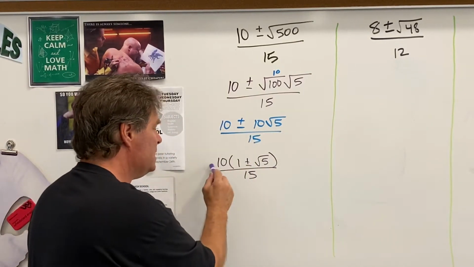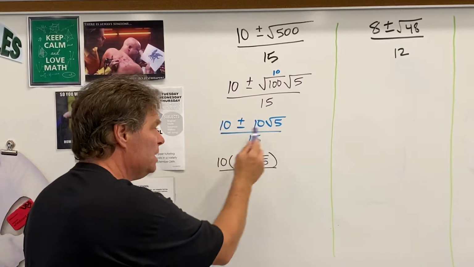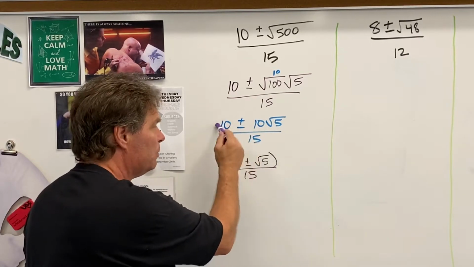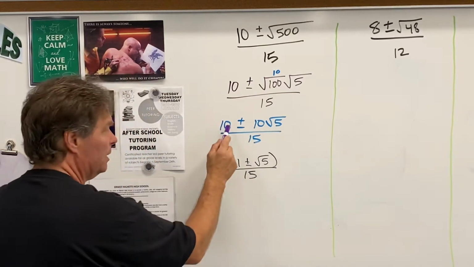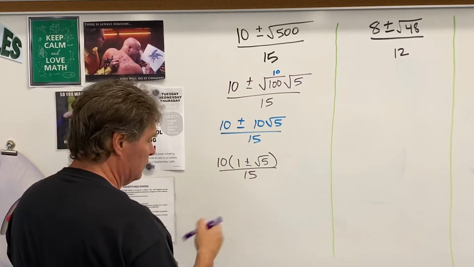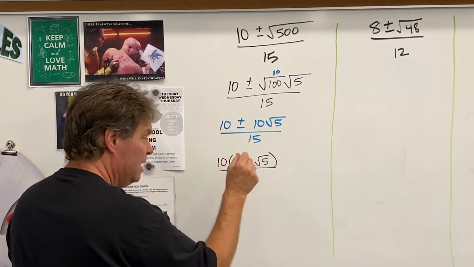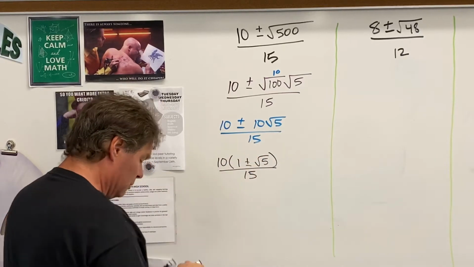Wait a minute, the 10 and the 15, you couldn't cancel the 10 and the 15 here because these are stuck with pluses or minuses, right? Has to be multiplication before you start canceling. They can't be stuck together with pluses and minuses. But now it's 10 times this over this. So guess what?